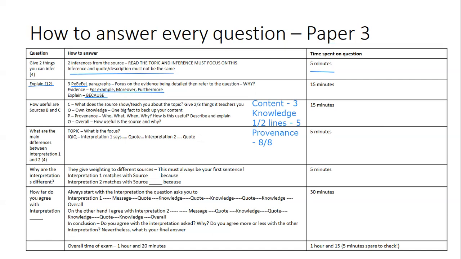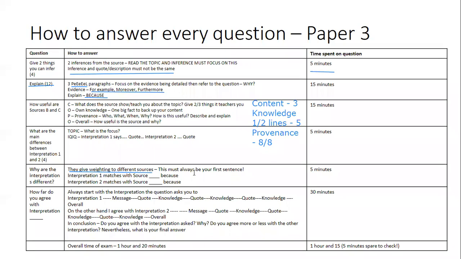Likewise with 3C, very easy question because there's only 1 way to answer it and there's only 1 way you should stick to. Why are the interpretations different? And the first sentence that you must always write is, they give weighting to different sources. If you write that, that's going to put you in much better stead because you will actually get a mark for that. Then interpretation 1 matches with source because, and interpretation 2 matches with source because.